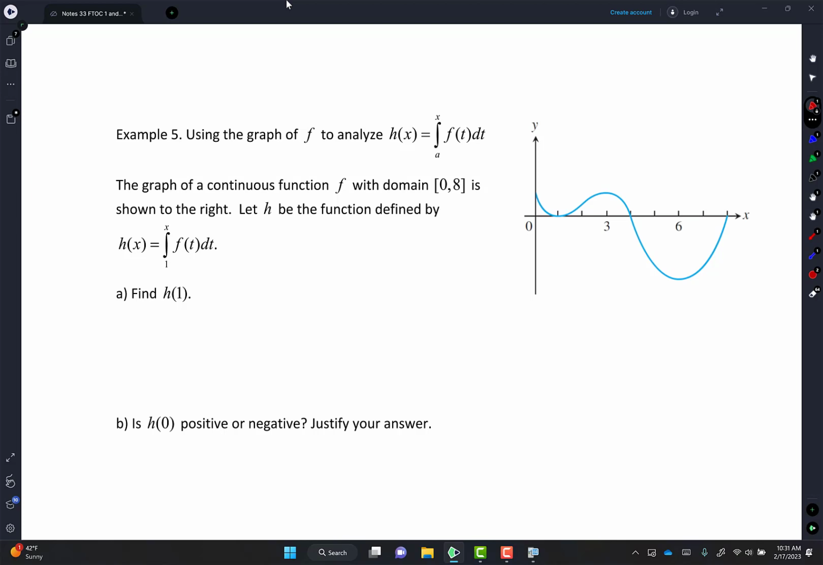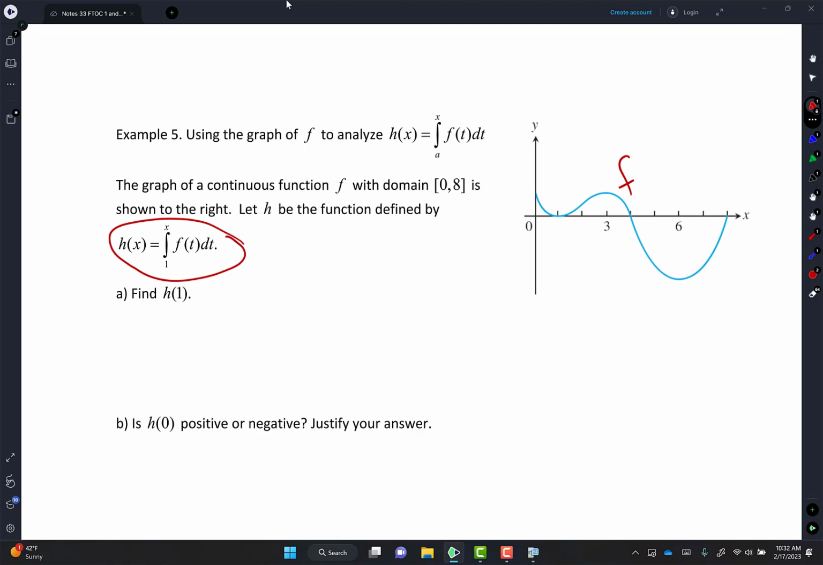I'm super excited because now we can actually do like 70% of the free response questions after today. So now we're going to start really doing a whole bunch. So look what it says. Using the graph of f to analyze h of x. The graph of the continuous function f with domain 0 to 8 is shown to the right. So what graph do I have here on the right? F. Just put f. Let h be the function defined. Notice that h is defined by an integral symbol. Are we okay?